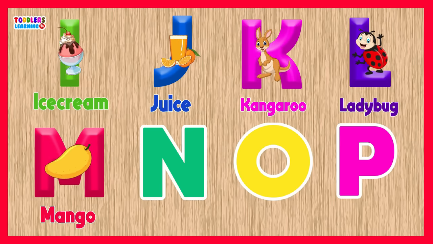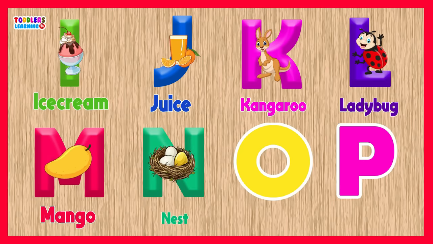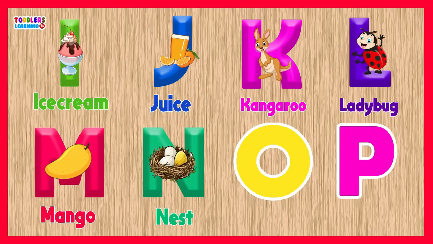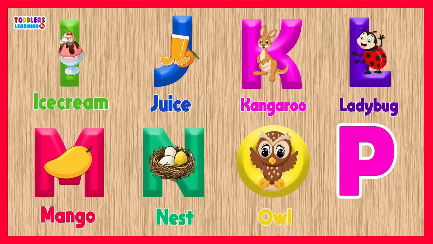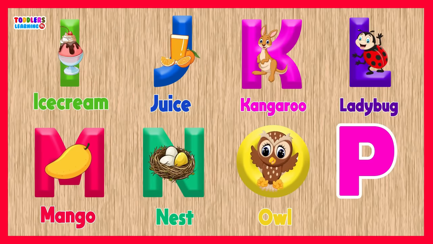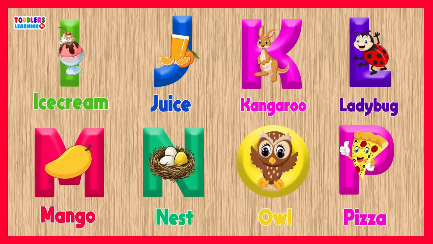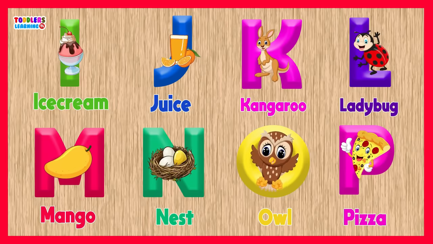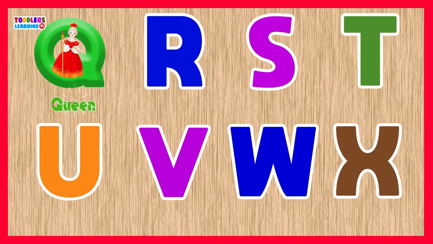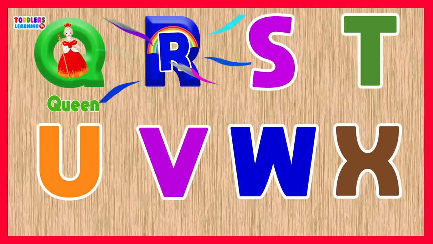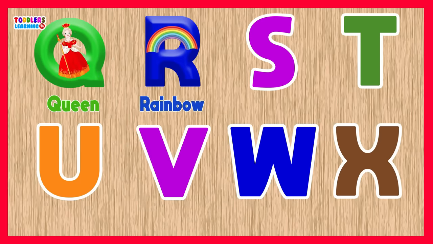Mango. N. N is for nest. Nest. O. O is for owl. Owl. P. P is for pizza. Pizza. Q. Q is for queen. Queen. R. R is for rainbow. Rainbow. S. S is for sun.